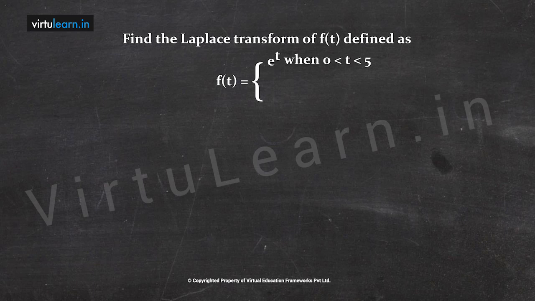When t takes values between 0 and 5, the function value is e^t. If t is more than 5, the value is 3. Once again, find the Laplace transform of f(t) defined as f(t) = e^t when 0 < t < 5, and 3 when t is more than 5.